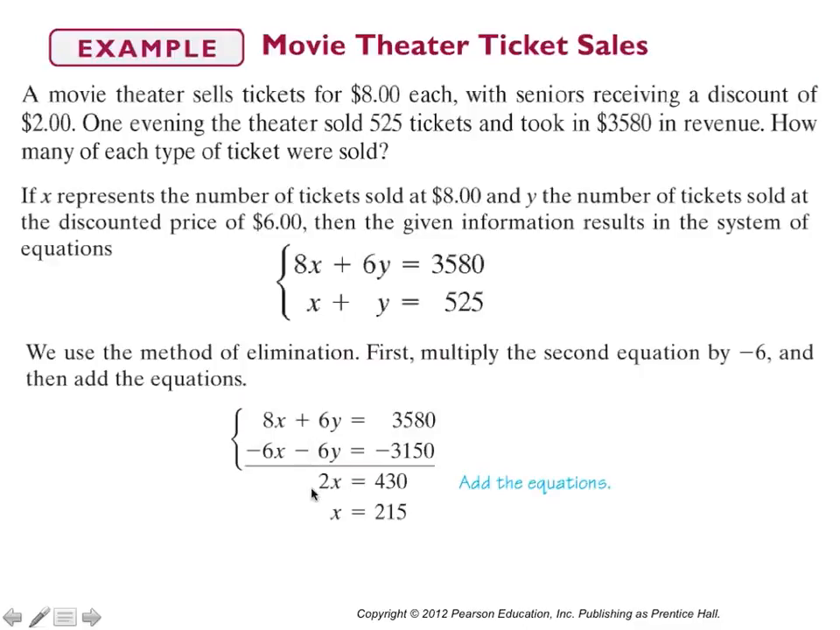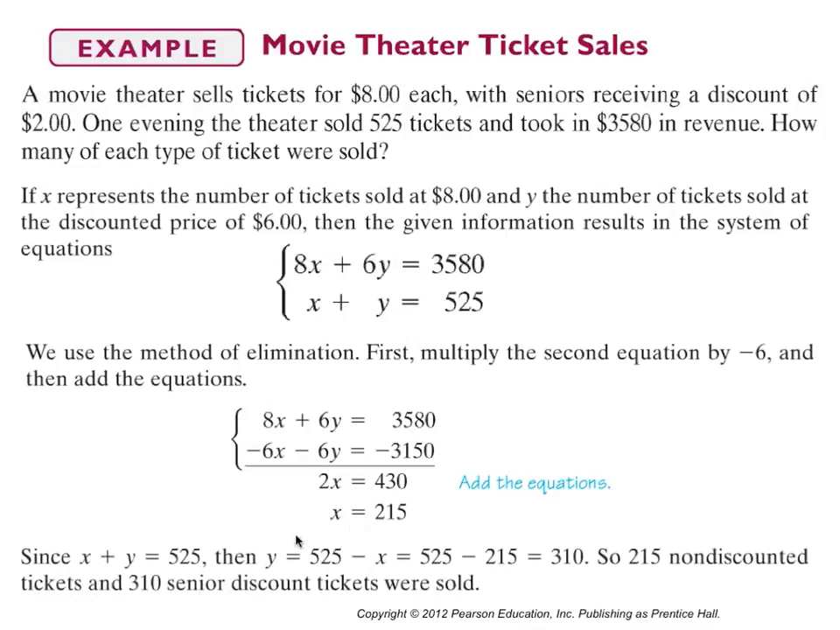8x minus 6x is going to give you a positive 2x, and then 3580 minus 3150 is going to give you 430. So we have 2x equals 430, so x equals 215. So we know that the number of $8 tickets that was sold was 215 tickets, and then we also know that x plus y is 525. So all we have to do in order to get our y value is take our 525 total tickets and subtract the 215 that we already know we sold at a normal price, and we get 310 discounted tickets. So we know that 215 non-discounted tickets were sold and 310 senior discounted tickets were sold.